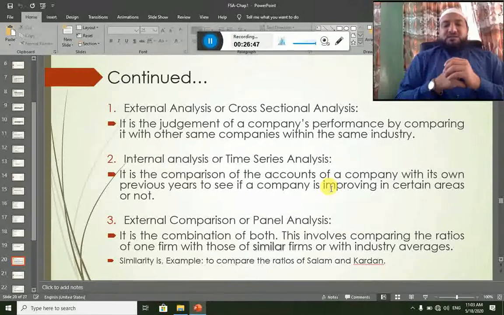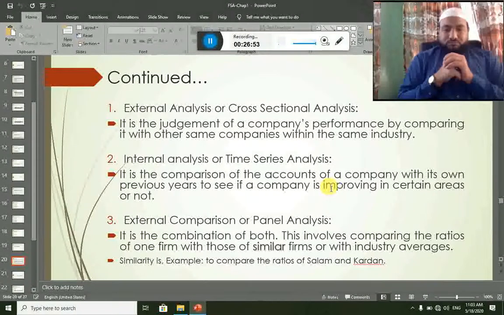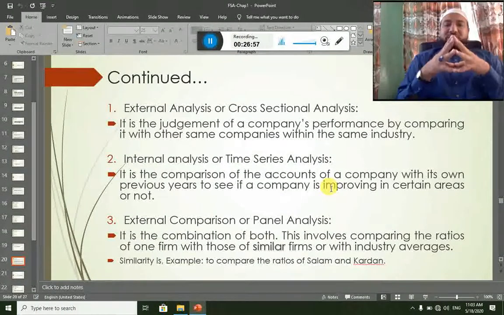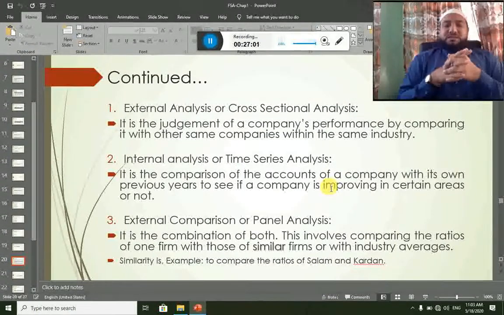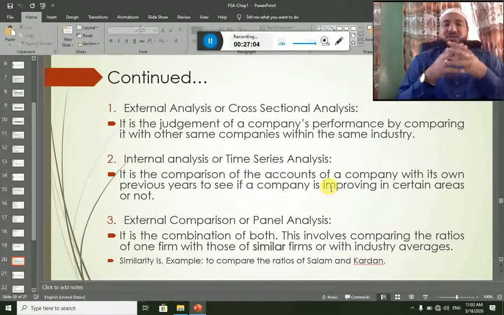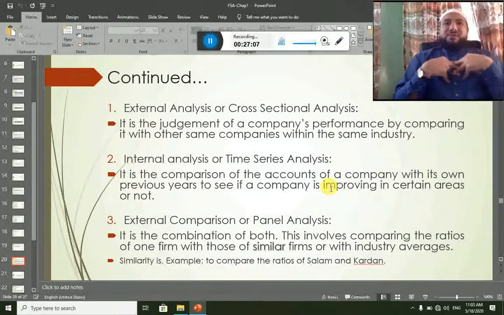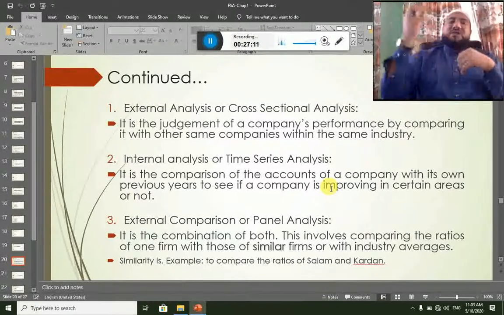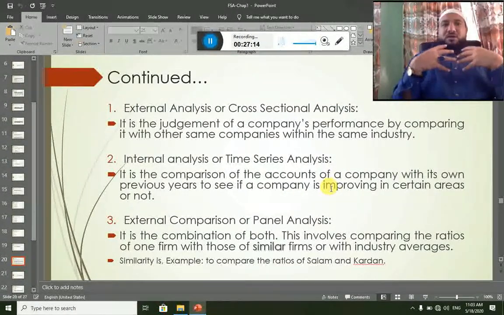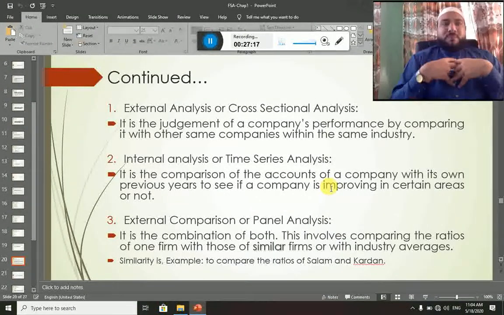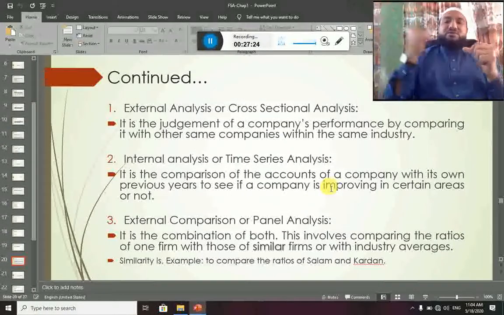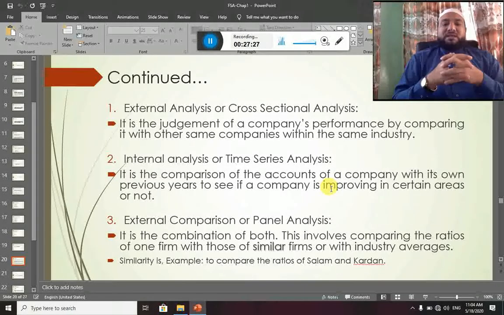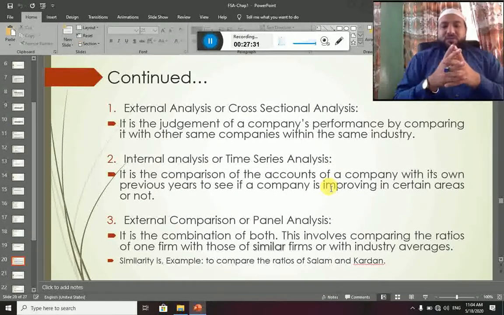Next, we have external comparison or panel analysis. It involves both. It's the combination of both internal analysis and the external analysis, because first you compare yourself with a company, and then you compare yourself with industry average, right? First, you compare the results of your company with another same company in the same industry, and then you compare that result with the industry average. So that's why it's called panel analysis or the external comparison, right? It's the combination of both internal and the external.